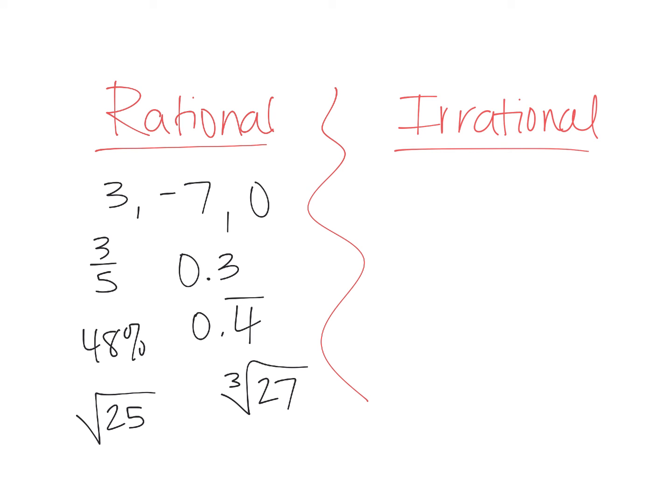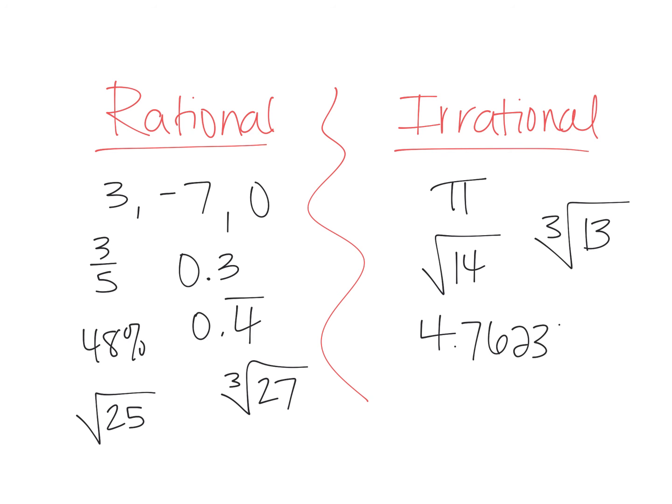Irrational, there's not that many of them. One is pi. The other ones are the not nice square roots, like the square root of 14 or the cube root of 13. Those don't work out nice. Or if you get a decimal, like 4.76234127 that never ends and never repeats, it's irrational. And the only other one is if you have 0 on the bottom. So again, most numbers are rational, just the ones like the not nice square roots, the not nice cube roots are irrational.